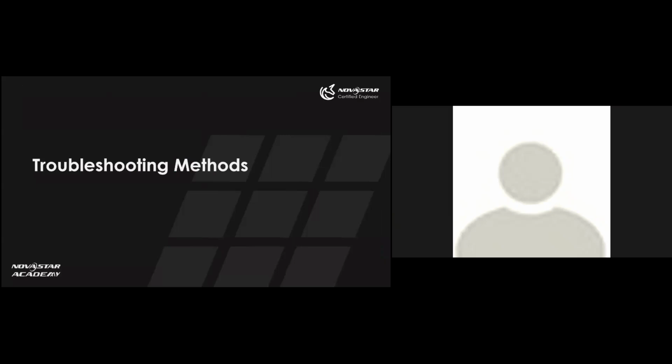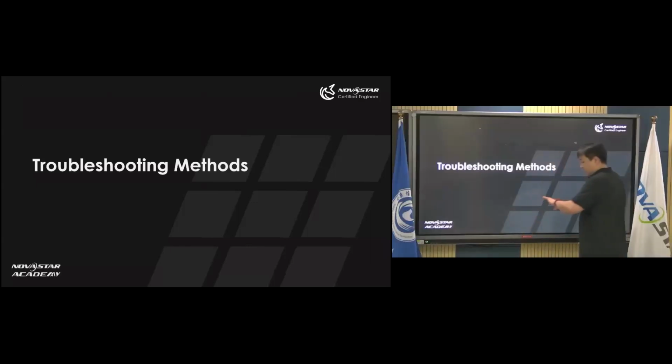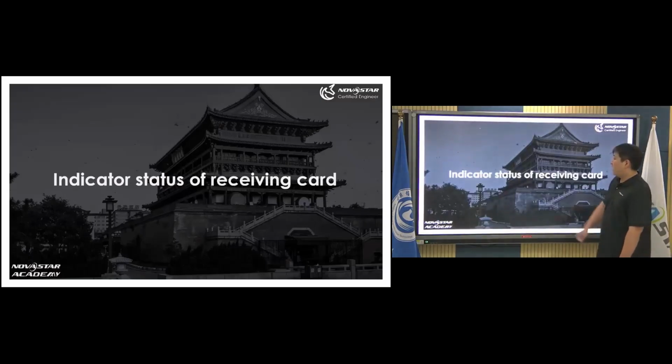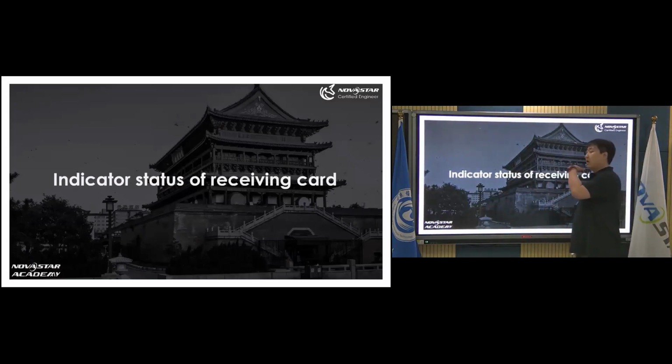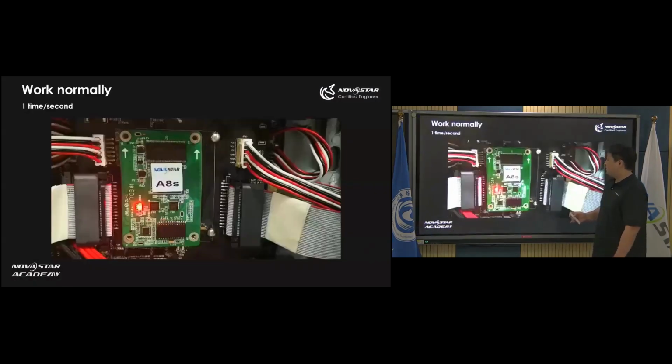All right, the next part. The next part is about the troubleshooting method, and the indicator status of the receiving card. I think that's a really important thing for you to check the screen status by the indicators. So let's say when it's working properly, I mean working normally.